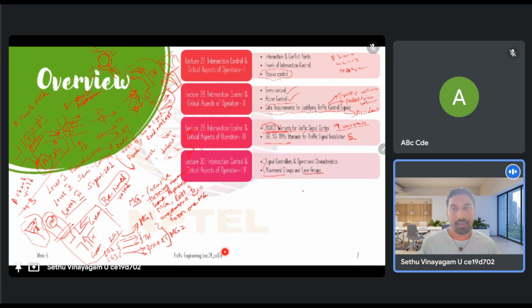So in analysis we'll go with either movement group or lane group, right? Movement groups will make the analysis a little simpler, but when we are designing signals we'll go with the lane groups actually.